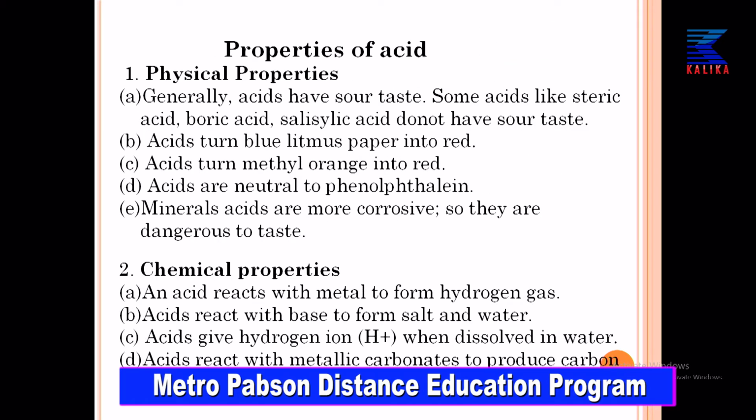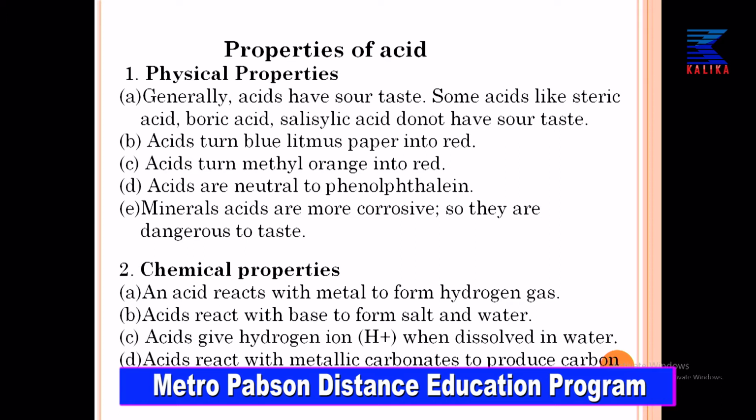Now, see, what are the properties of acids? The properties of acids are divided into physical and chemical properties. Some physical properties are listed below. Acids must have a sour taste, though there are some exceptions, like stearic acid, boric acid, and salicylic acid, which do not have a sour taste. These are the exceptions, but they are still acids.